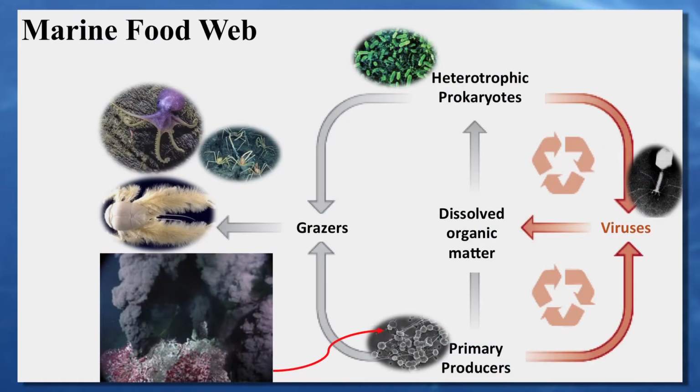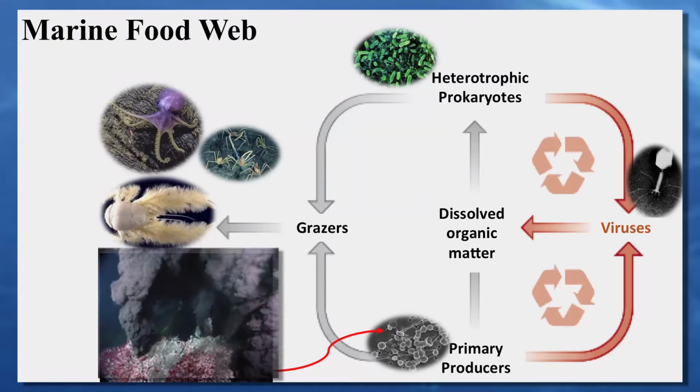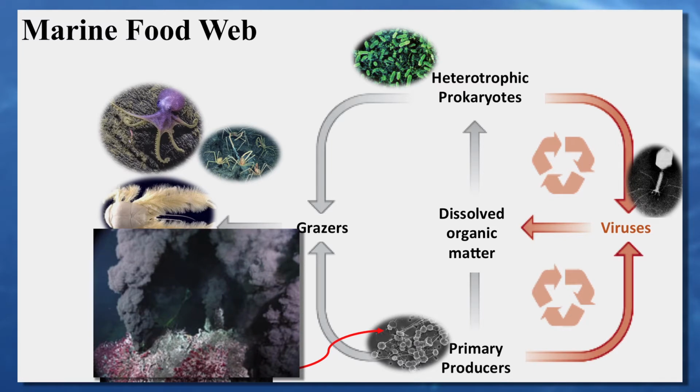Now in the deep ocean, what we need to do at the very bottom of the ocean is we need to flip this whole diagram over. And so now, instead of having primary producers that are fixing energy from the sun, what we have are organisms that are fixing energy from chemistry.